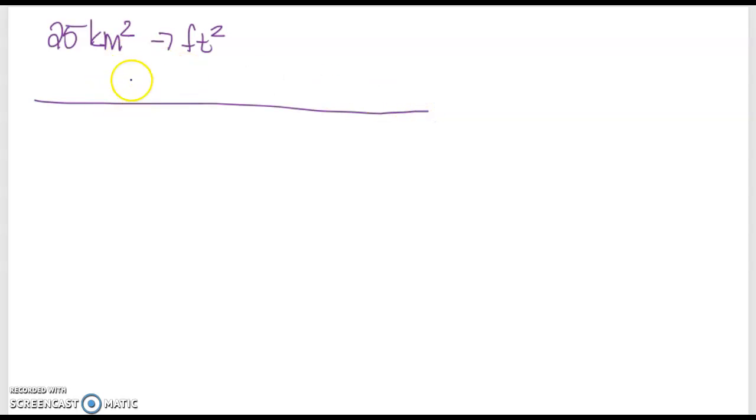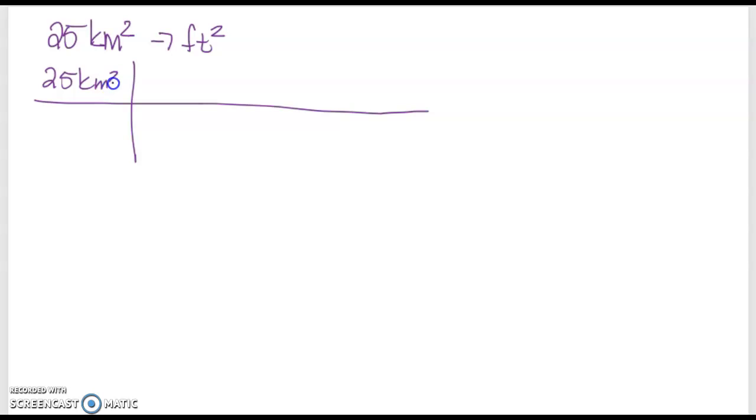All right, so this is the second video. We're going to continue. We're going to do one more example in the conversions of the area section of your chart. So let's go ahead and do 25 kilometers squared, and we're going to convert to square feet. Okay, so let's go ahead and start with your chart.